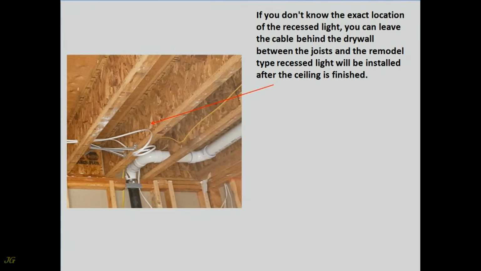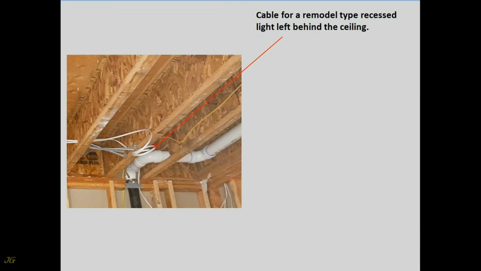If you don't know the exact location of the recessed light, you can leave the cable behind the drywall between the joists and the remodel type recessed light will be installed after the ceiling is finished. Cable for a remodel type recessed light left behind the ceiling.